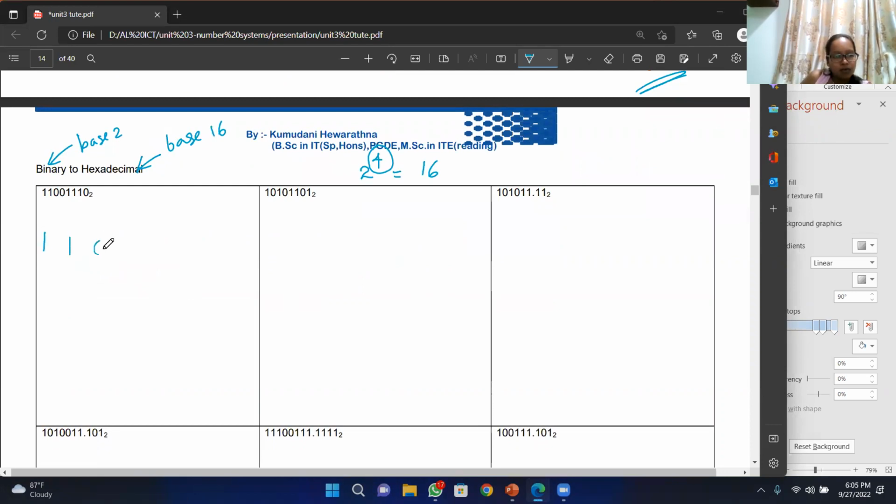Let's see the first one. 1110. 4 by 4, just divide, and same procedure. Write down the place values for each, and just add.